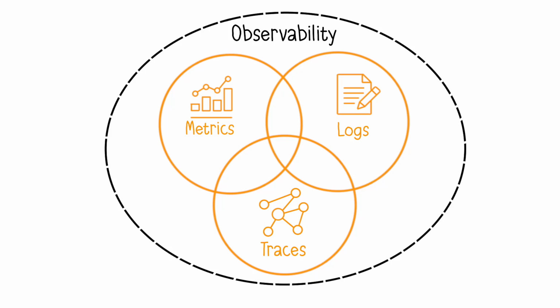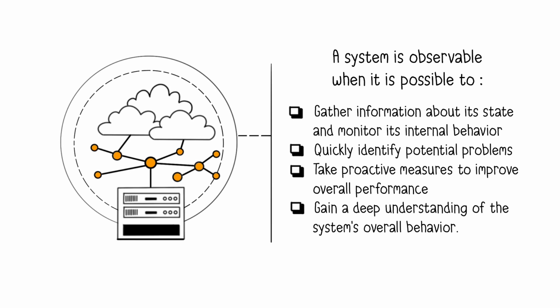But simply collecting this information isn't enough. Data collection is just the starting point, because observability is about knowing what to do with these three types of data. Indeed, a system is considered observable when it is possible to gather relevant information about its state and monitor its internal behavior, quickly identify potential problems, and take proactive measures to improve overall performance, and gain a deep understanding of the system's overall behavior. If we were to summarize the philosophy of observability, it would be the ability to get answers without having to predefine all the information to monitor.